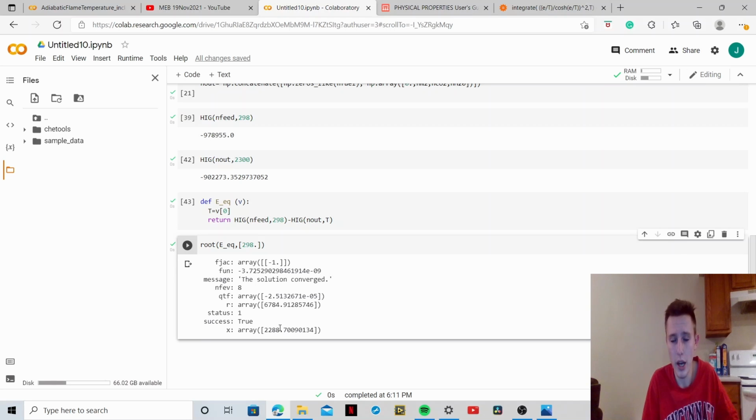So our inputs were methane, like I said many times before, methane, ethane, and propane, as well as our air mixture of a 79 to 21 ratio of nitrogen to oxygen. And there we have it. Our adiabatic flame temperature, like I said before, is 2,288.7 degrees Kelvin.